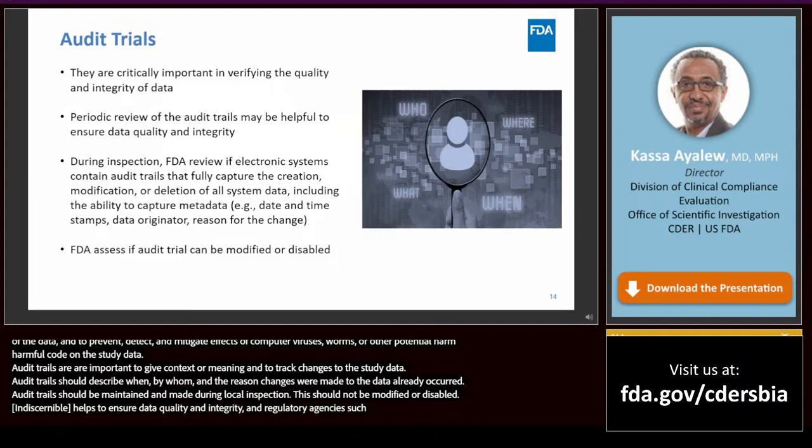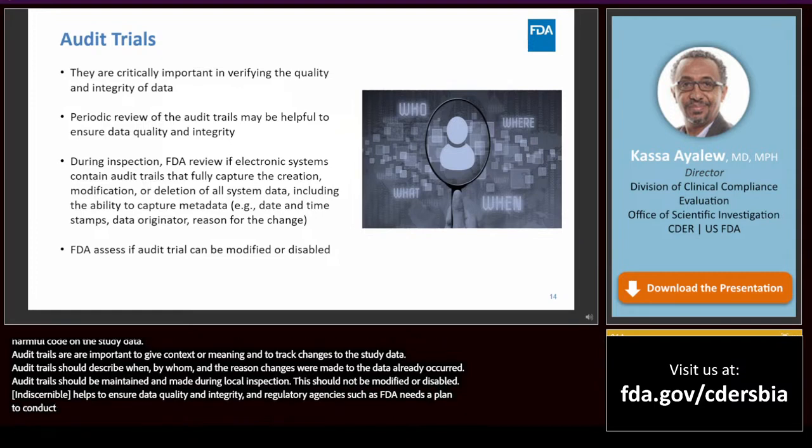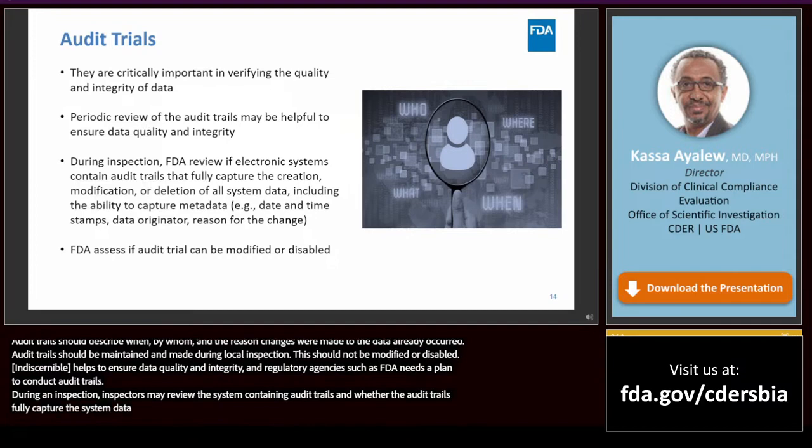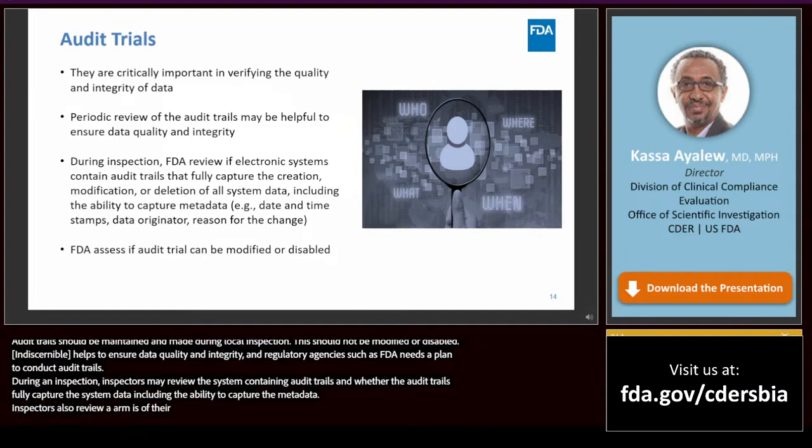During inspection, inspectors may review if electronic systems contain audit trails and whether the audit trails fully capture the creation, modification, or deletion of the system data, including the ability to capture the metadata. Inspectors also review a sample of the audit trails for electronic systems to determine whether electronic source data was entered contemporaneously at the time of collection.